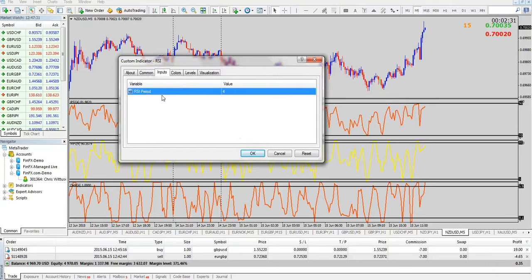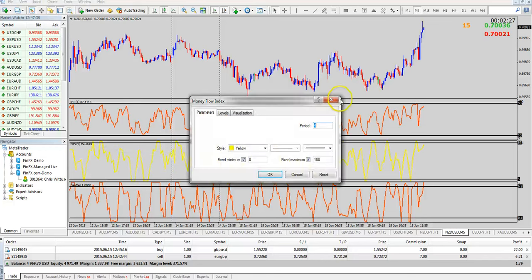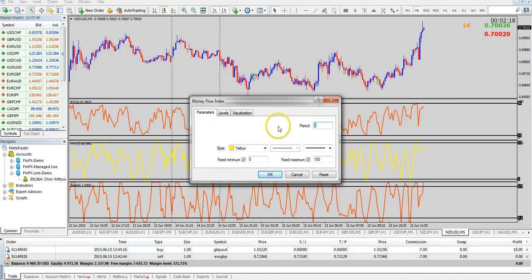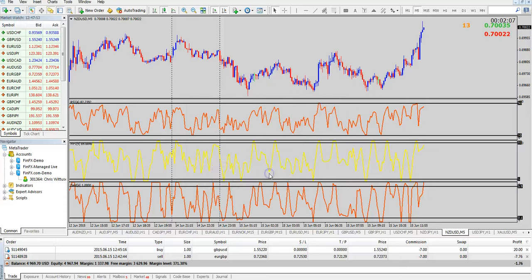The next one is money flow index, also period 4. Levels here are 5 and 95. Again, you want it to bottom out. MFI, or money flow index, is 4, levels 5 and 95. Last one is the DeMarker.